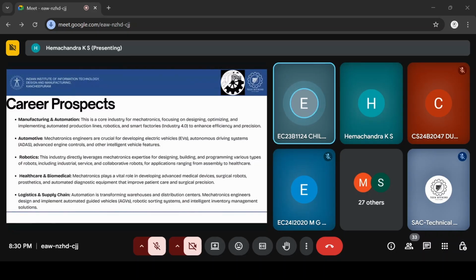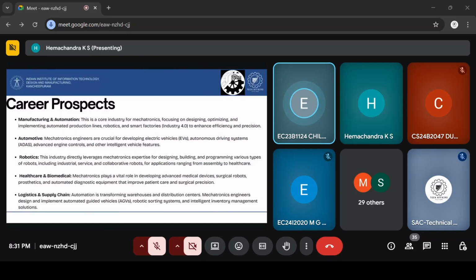So, coming to the career prospects. Manufacturing and automation: as we discussed, this is a core industry for mechatronics, focusing on design, optimization, and implementation of automated production lines, usually smart factories and such, to enhance efficiency and precision.